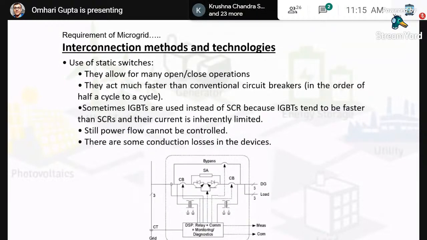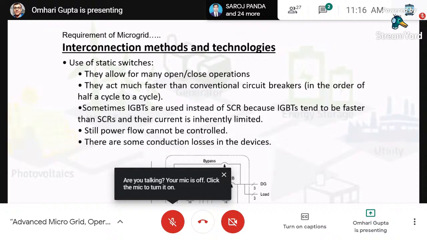They allow for many open-close operations. They act much faster than the conventional circuit breaker because there is no mechanical movement. And sometimes IGBTs may also be used instead of SCRs because they tend to be faster than SCRs and their current is inherently limited. So the maximum current passed through this is inherently limited, and you may also use such a configuration as a static switch. Still, power flow cannot be controlled. There are some conduction losses in the device as well.